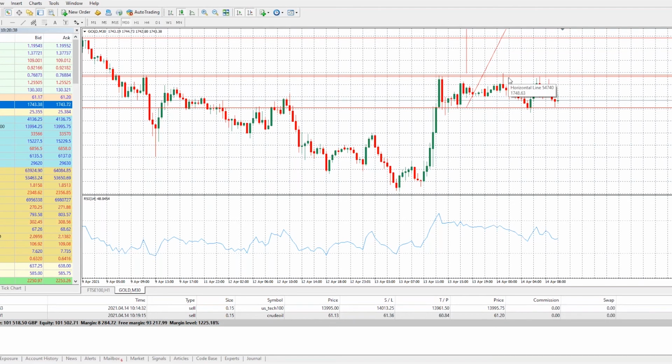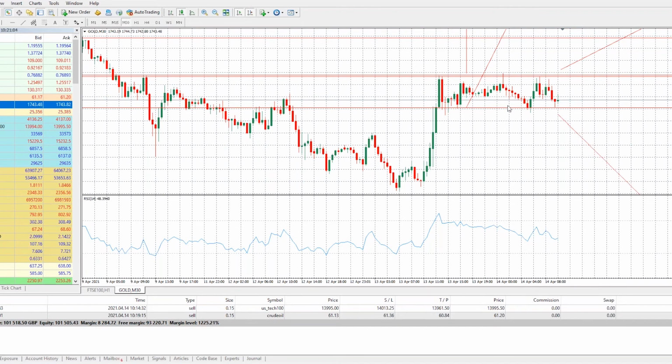Around 1750, just below. So it's ranging between 1741 and 1750. You see 1750, back down to 1741, back up towards 1750, back down, back up towards 1750, back down. So it's waiting to either break above 1750 or break below 1740 or 1741.